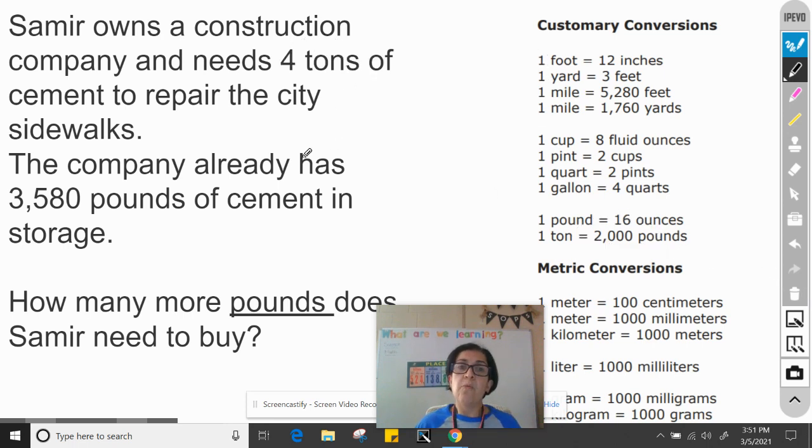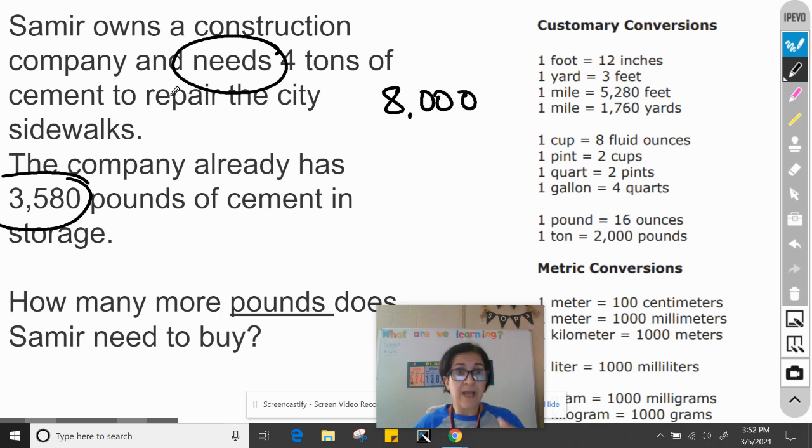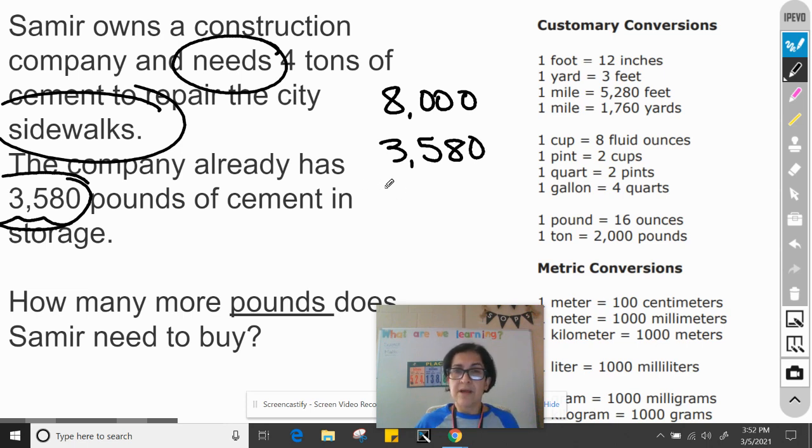But ask yourself, what does 8,000 pounds represent? It represents what he needs to fix the sidewalks. However, he already has 3,000 pounds. So this is what he needs to be able to fix the sidewalks, not what he needs to buy. But he already has this much saved in his storage. So he needs this to fix the sidewalks, but he already has this.